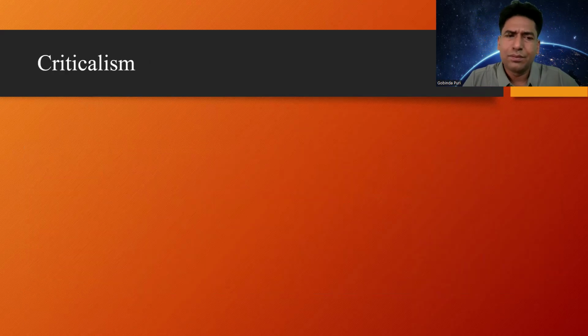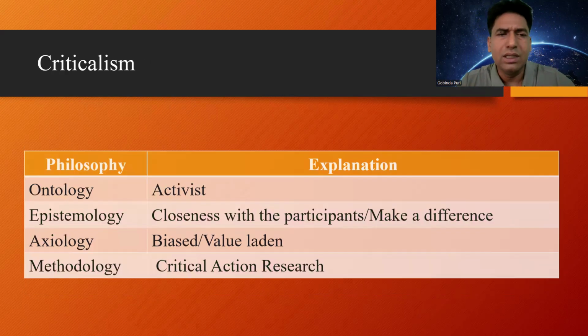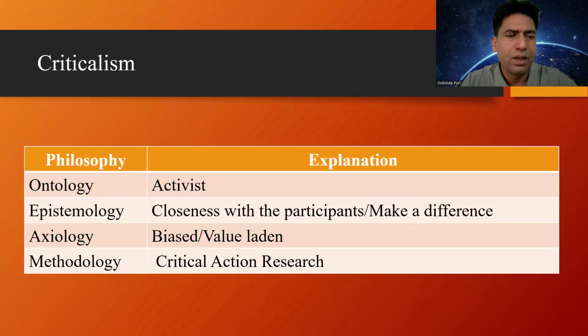Let's go to the criticalism. Try to differentiate among these four or five types of research paradigm. Criticalism always talks about the transformation, enhancement, or change. It not only pinpoints the problem, but it tries to solve it. So transformative research paradigm, we can also say this one. Under the ontology, criticalist, activist. That means the more active you become, the more real you become, or you can capture the reality.